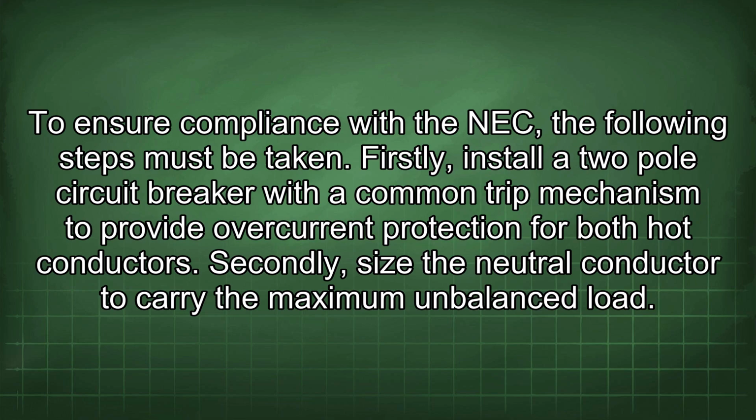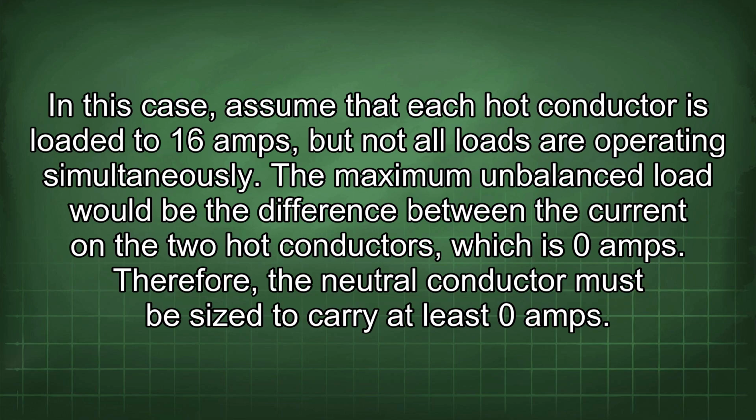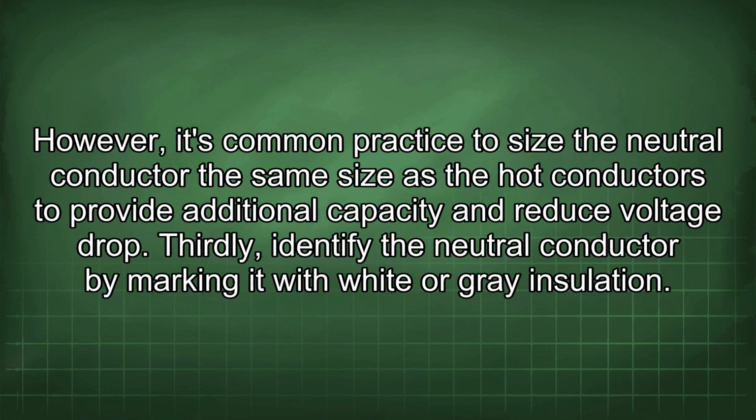Firstly, install a two-pole circuit breaker with a common trip mechanism to provide overcurrent protection for both hot conductors. Secondly, size the neutral conductor to carry the maximum unbalanced load. In this case, assume that each hot conductor is loaded to 16 amps, but not all loads are operating simultaneously. The maximum unbalanced load would be the difference between the current on the two hot conductors, which is 0 amps. Therefore, the neutral conductor must be sized to carry at least 0 amps. However, it's common practice to size the neutral conductor the same size as the hot conductors to provide additional capacity and reduce voltage drop.